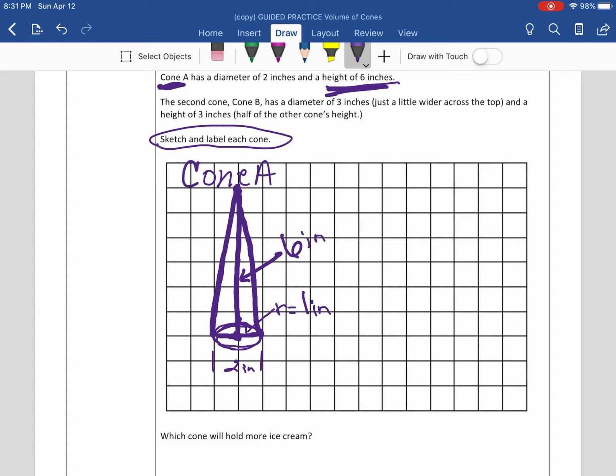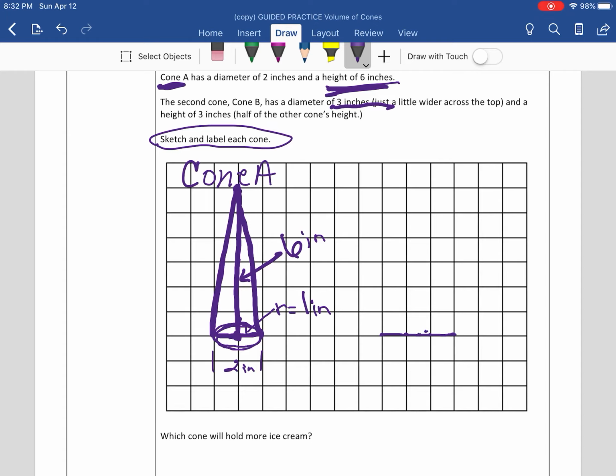Well, we can label this cone A. Looks like an A. It's tall and lean. All right, the second cone, cone B, has a diameter of 3 inches. So we'll go over here, on the same line. So 1, 2, 3. Has a diameter of 3 inches. Here's the diameter of our base. The height is 3 inches.